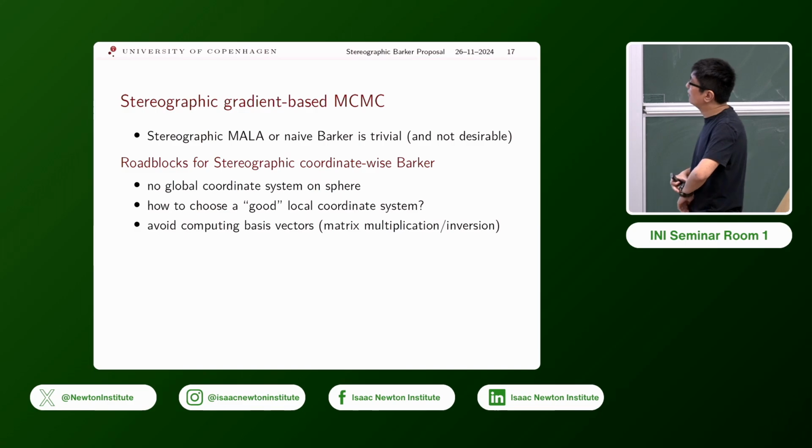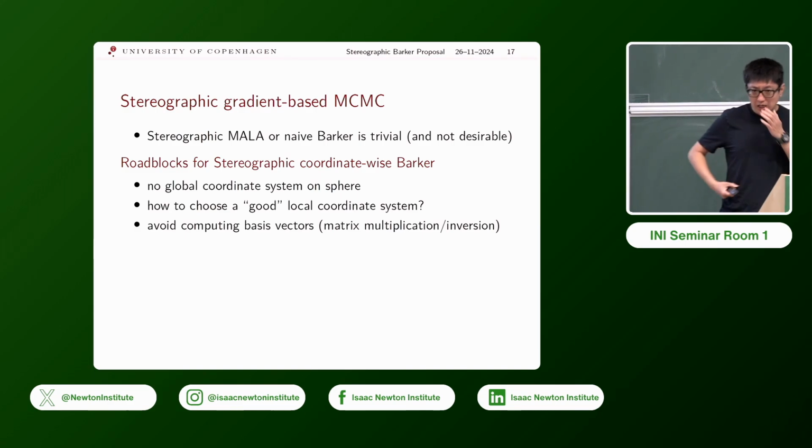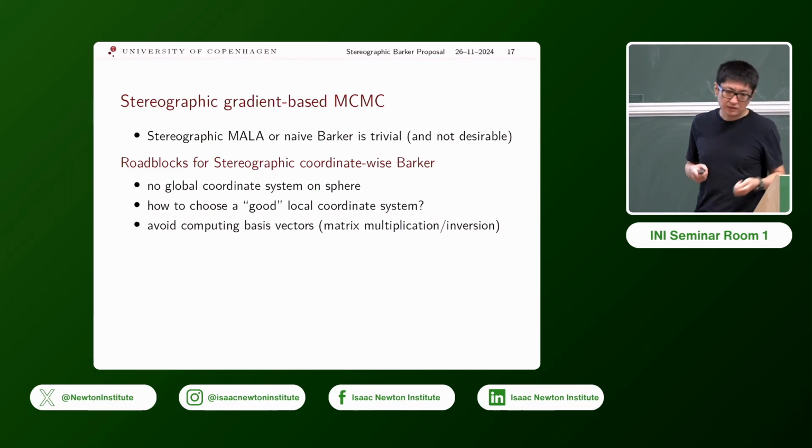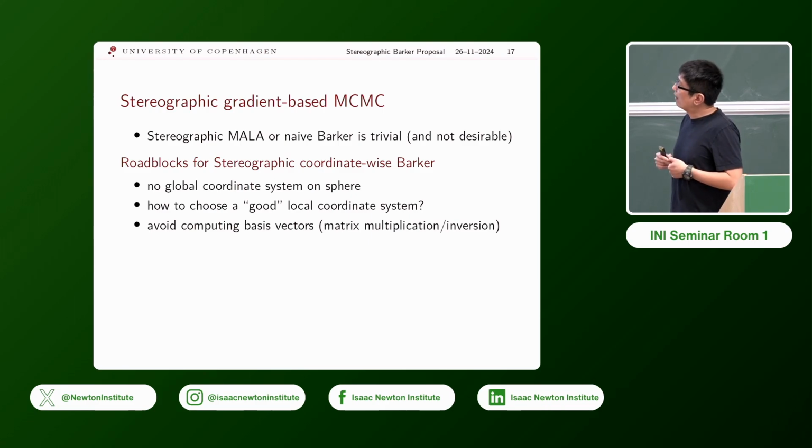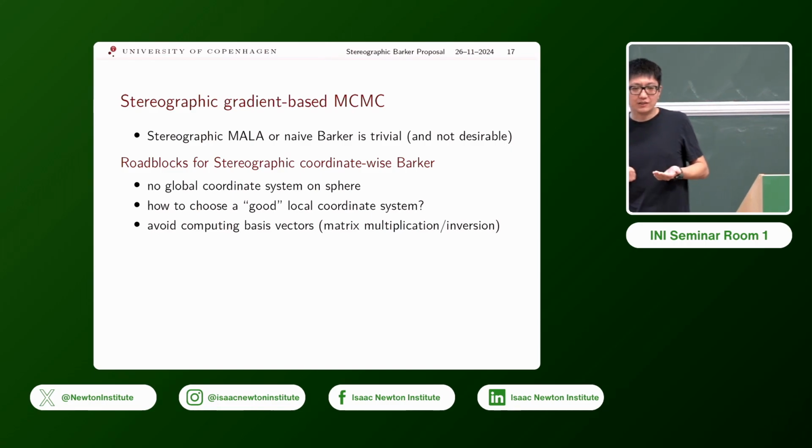So what's the difficulty for this new algorithm? First of all, as someone already mentioned, this coordinate-wise Barker really needs a coordinate system. However, there's no global coordinate system on the sphere. Is it possible we just use a local coordinate system for all the tangent space?